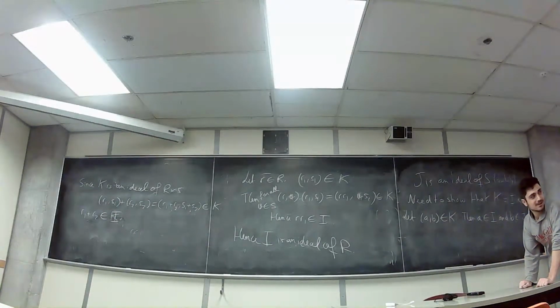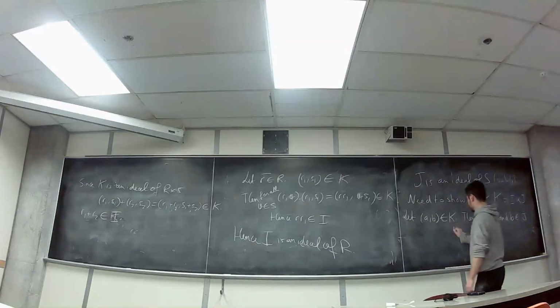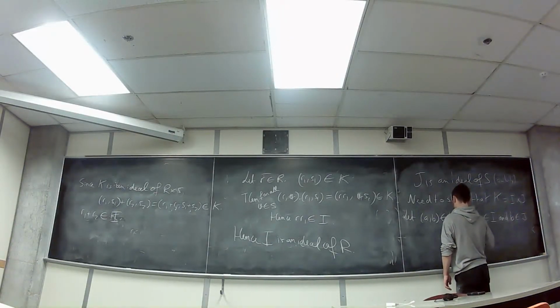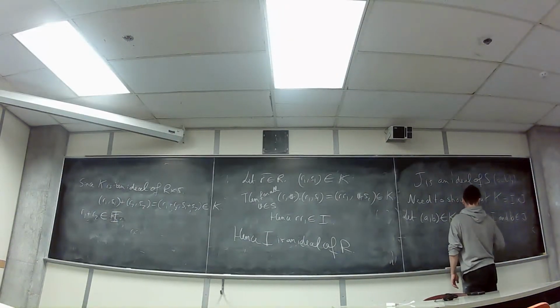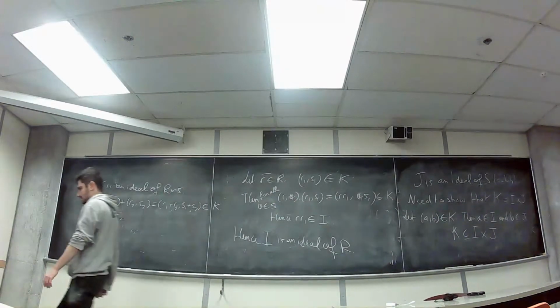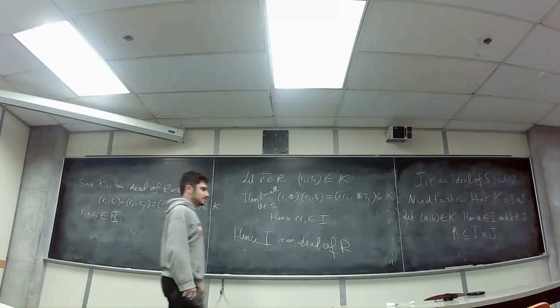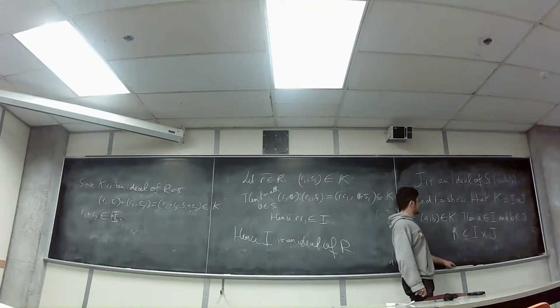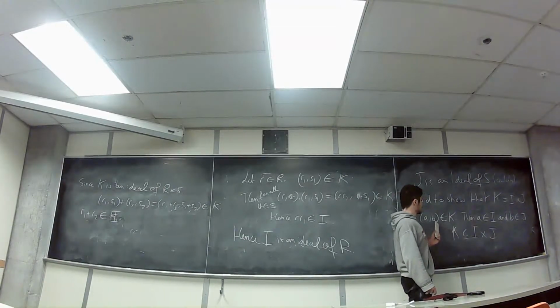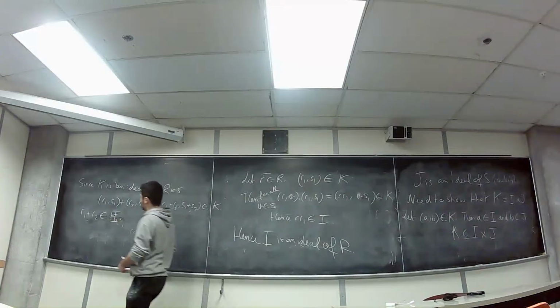Is that good or not? But is it enough? Or do you have to show the other side? Of course, you have to show the other side. Let A be, then A is in I and B is in J. So K is contained in I cross J. That's clear. Now the other side.